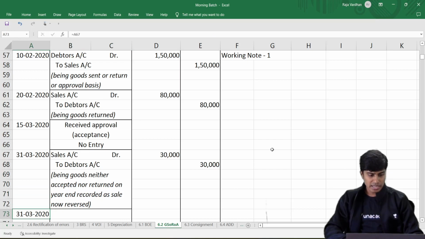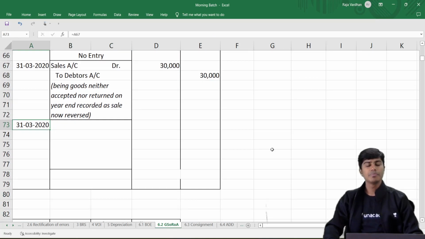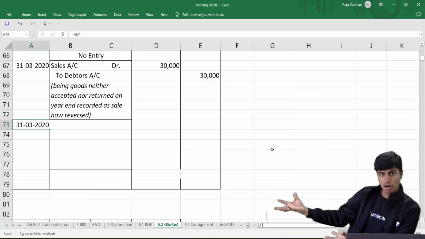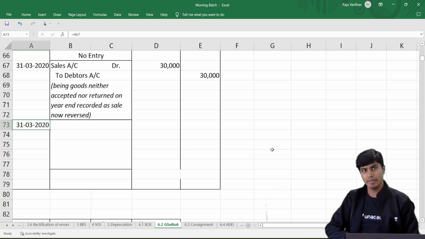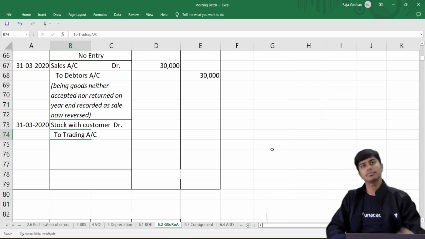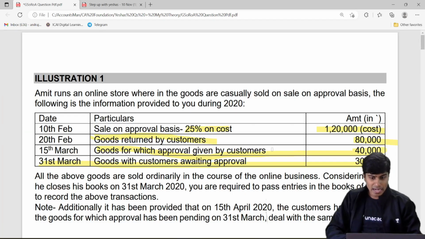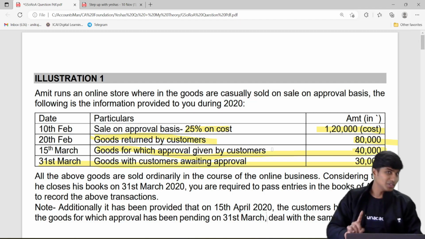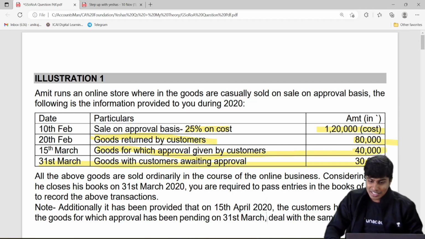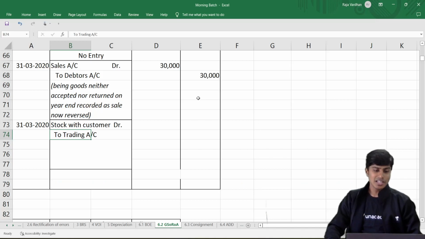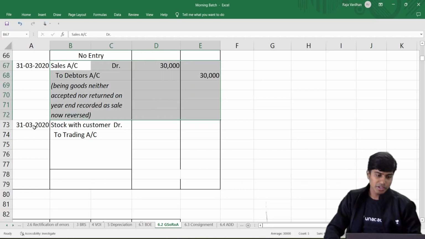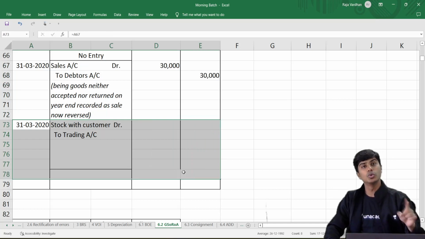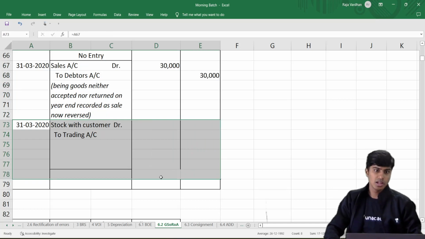And on the same date, 31st of March 2020, we are going to bring those stock into our books, for which I need to write the entry stock with customer account debit to trading account. For this, the amount is not 30,000. The reason is this 30,000 here is selling price. At 30,000 selling price, we reverse the sales entry, but when we try to record it into our stock, we need to do it at cost price. How do we do it?